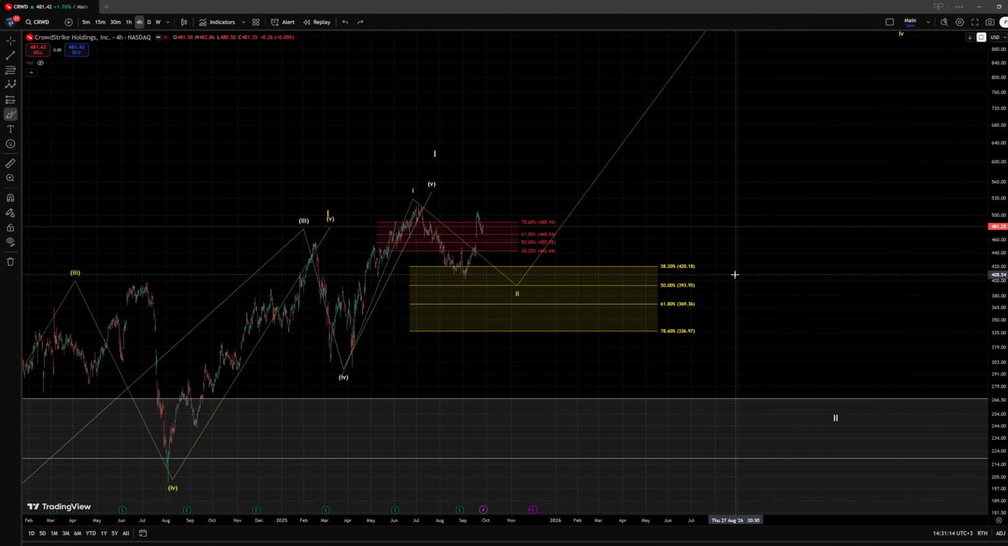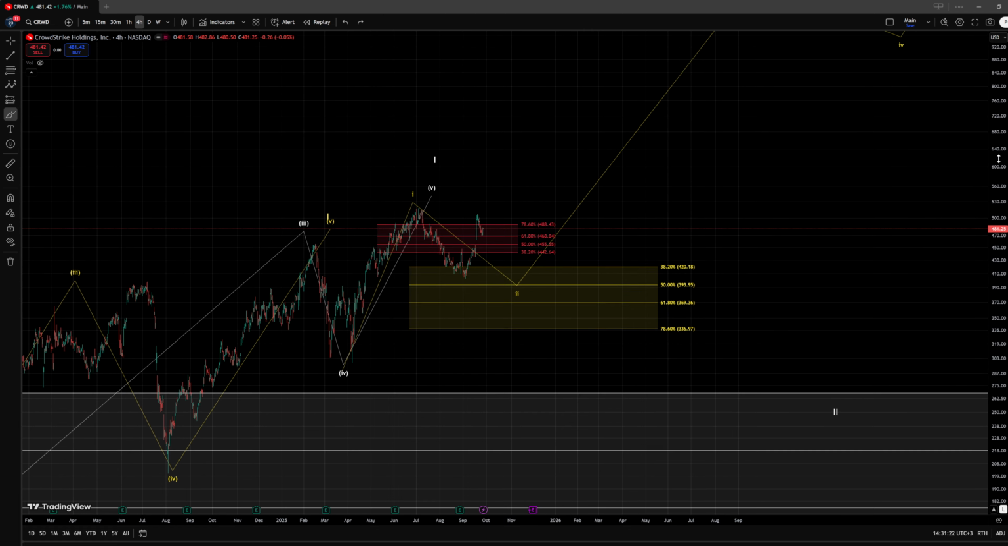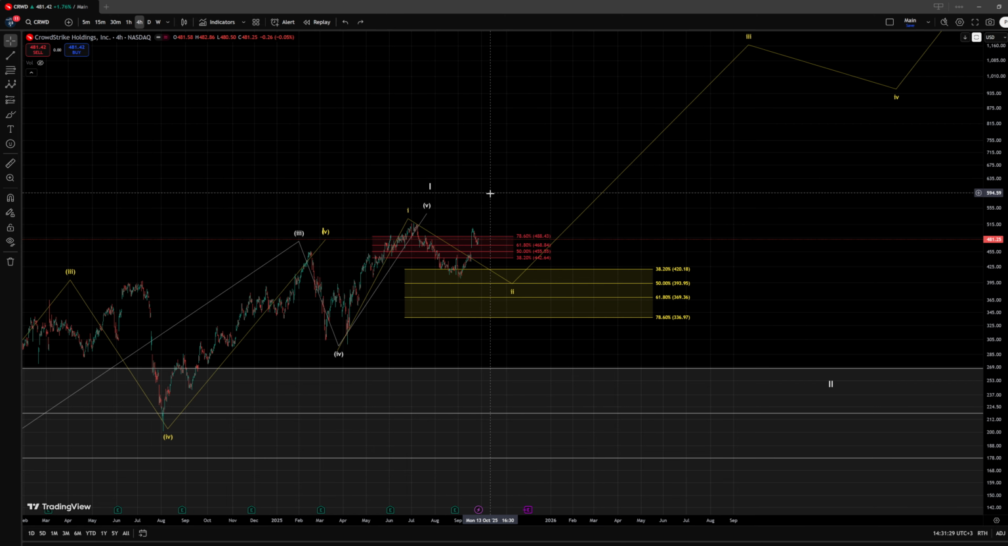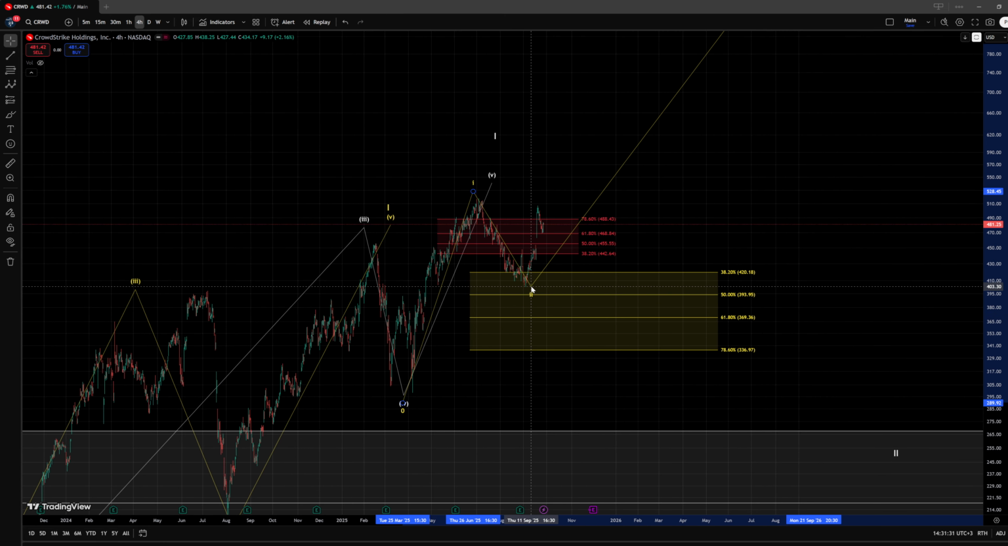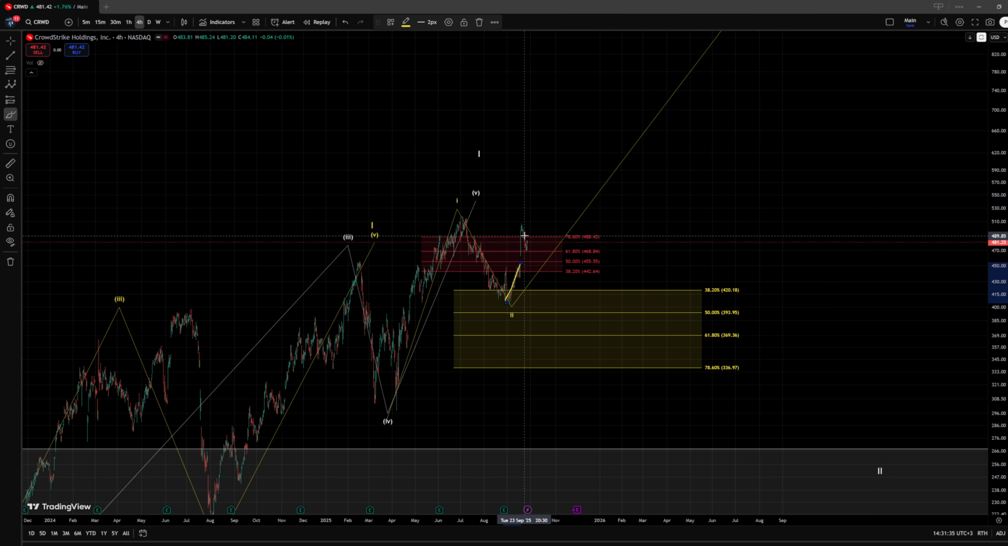And I provided you this support zone between the $420 level all the way down to the $337 level that allows for us to track a direct movement to the upside in a very strong and impulsive wave 3. Now we have actually reached the support zone, and we had a very strong initial reaction. We pushed out of the support zone, and we actually even broke here the resistance area temporarily.